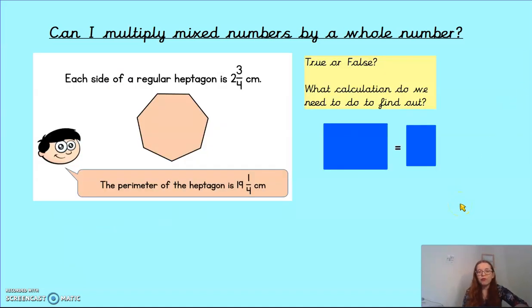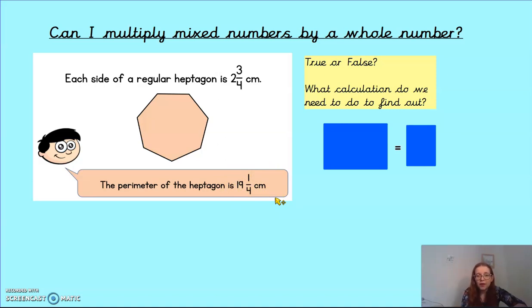Okay, here is a true or false question. Each side of a regular heptagon is 2 3/4 centimetres. And this guy here, he hasn't got a name, he reckons the perimeter of the heptagon is 19 1/4 centimetres. Now I need to work out if this is true or false. Is he correct or is he incorrect?